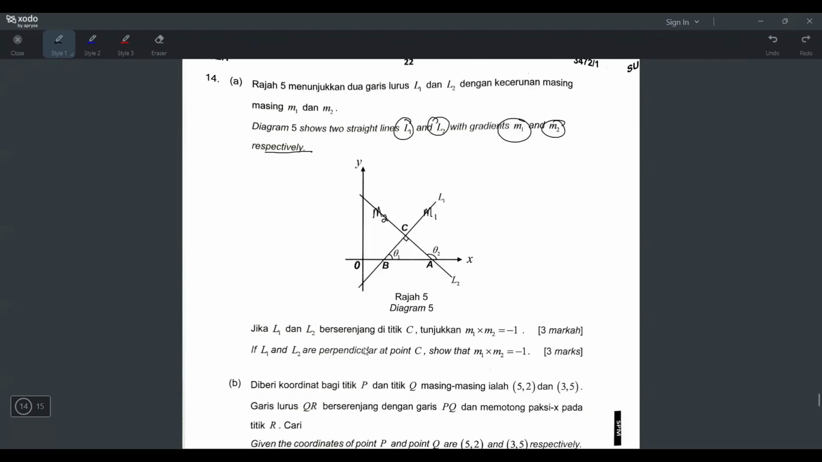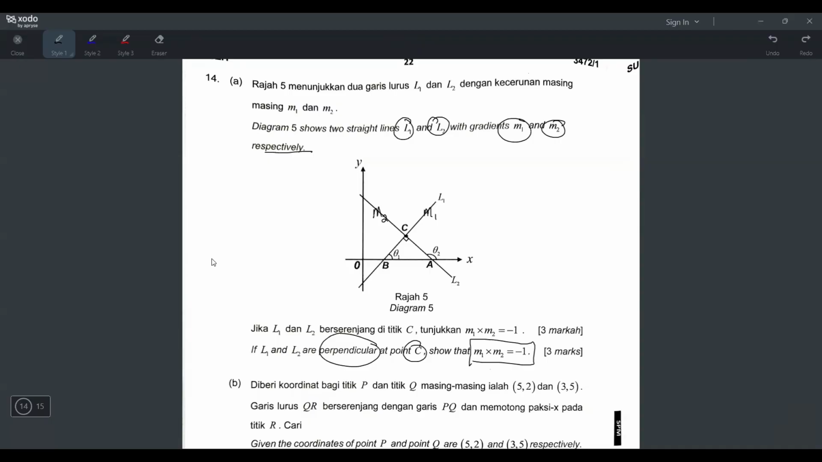If L1 and L2 are perpendicular at point C, we can see it, 90 degrees, show that M1 times M2 equals -1. So we all know when two lines are perpendicular, M1 times M2 will be -1. We all learn this formula, right? But they want us to show them, to prove to them. So let me tell you how to prove. You have to prove using tangent.